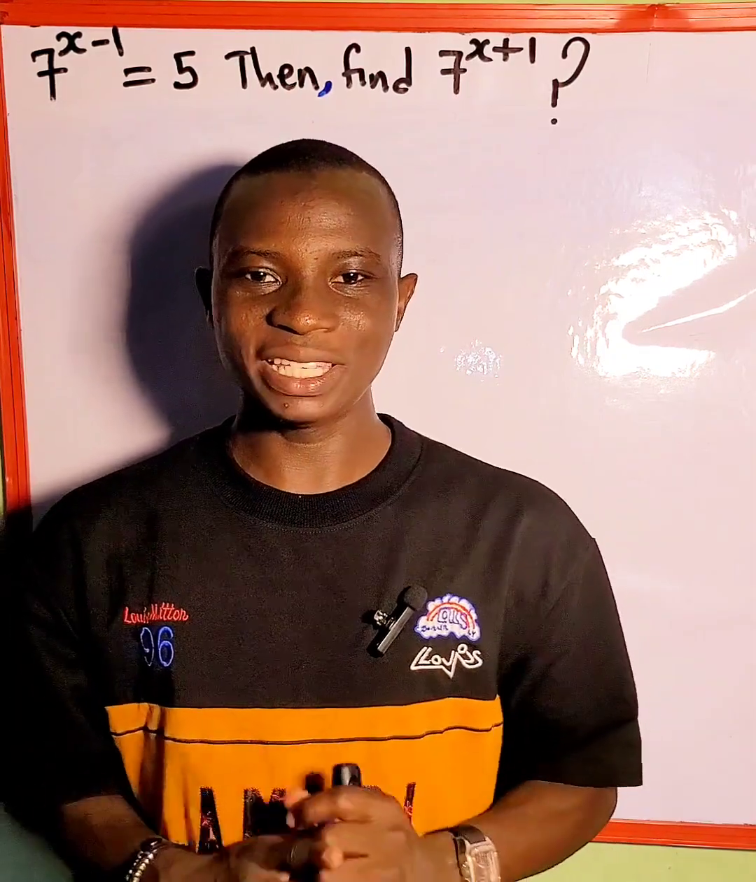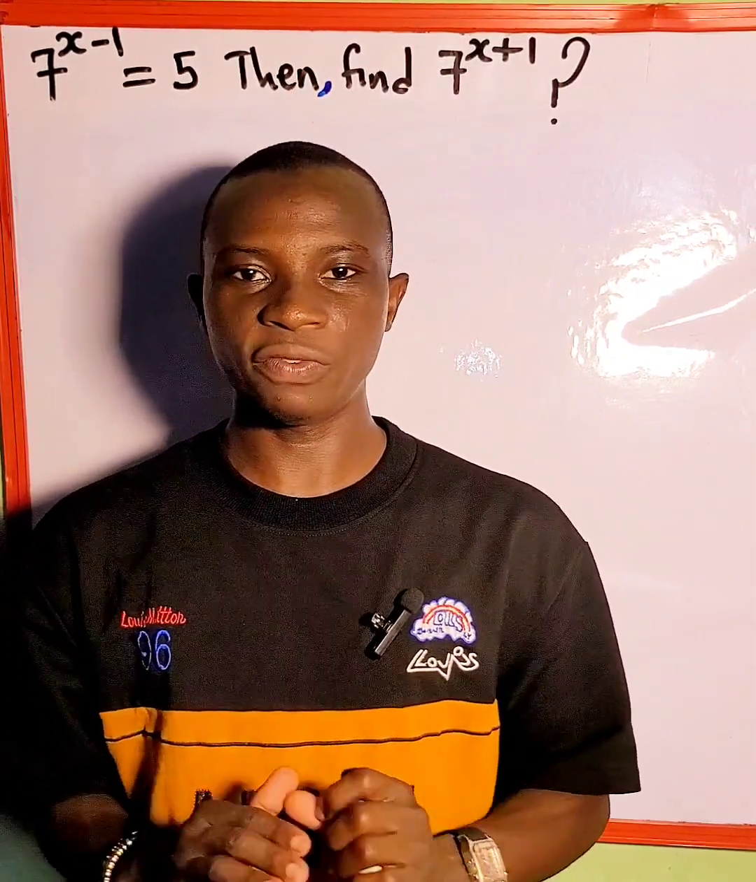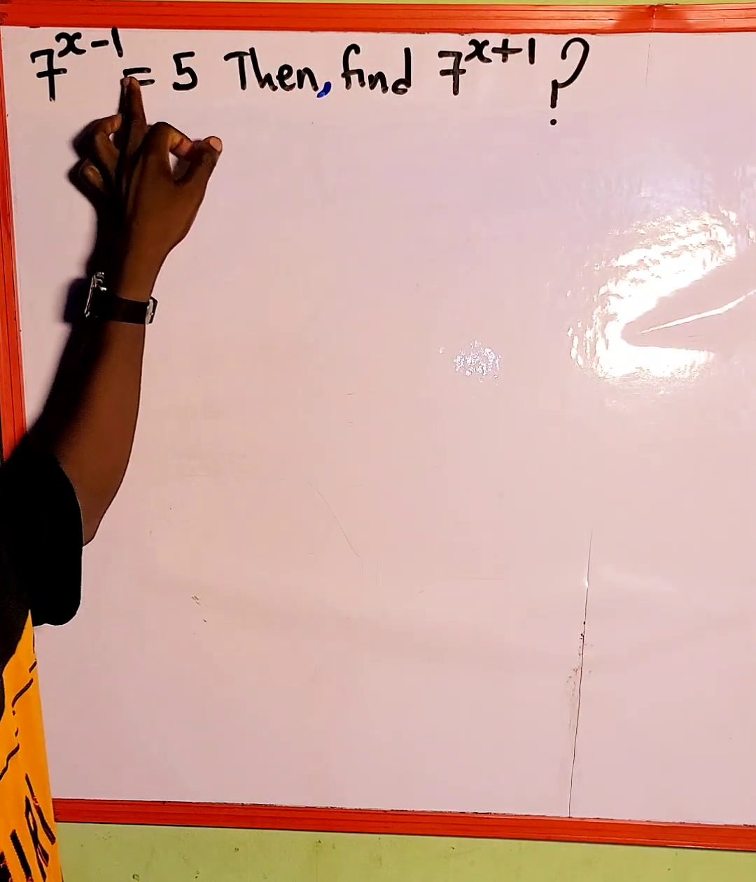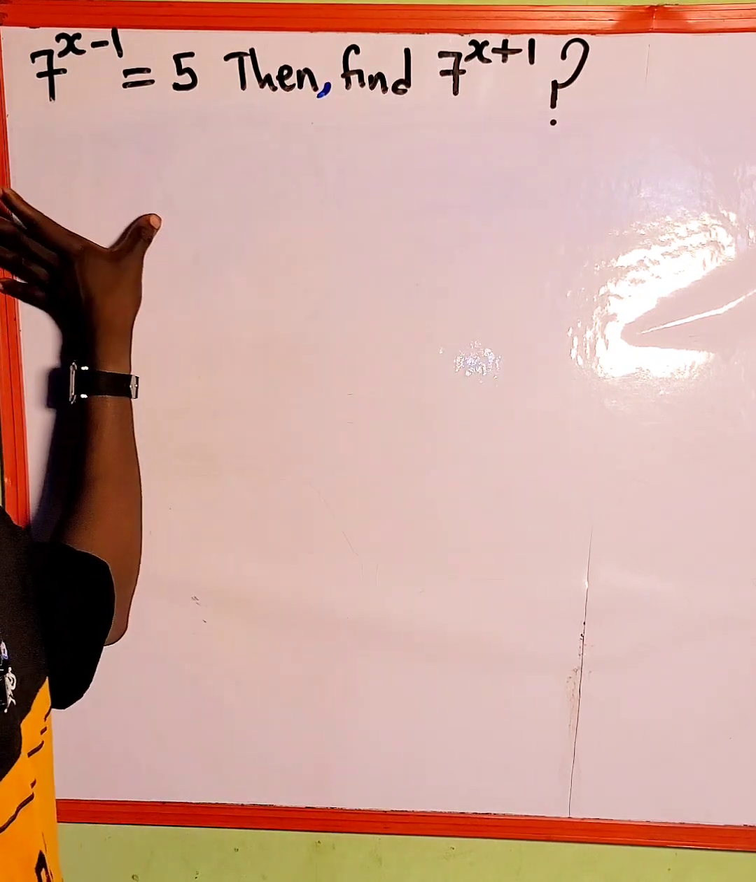When you understand the basics and the properties of mathematics, to simplify or to solve an equation is going to be very easy for you. On the board here, we are given that 7 raised to the power of x minus 1 is equal to 5. Then we are asked to find the value of this expression from this given equation.